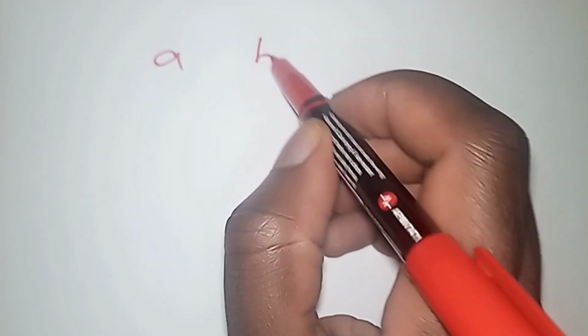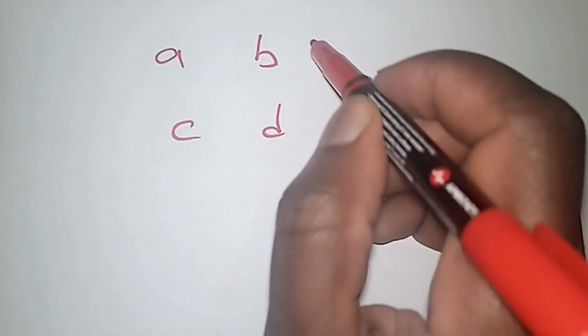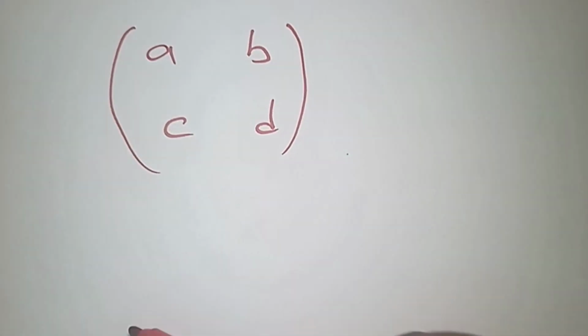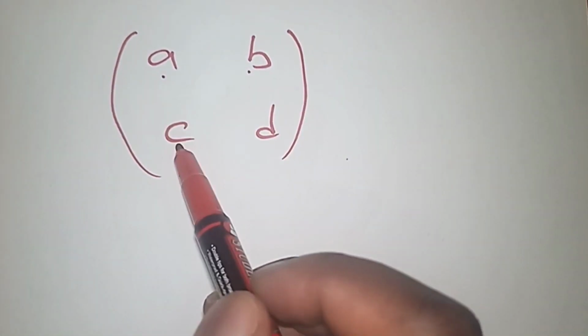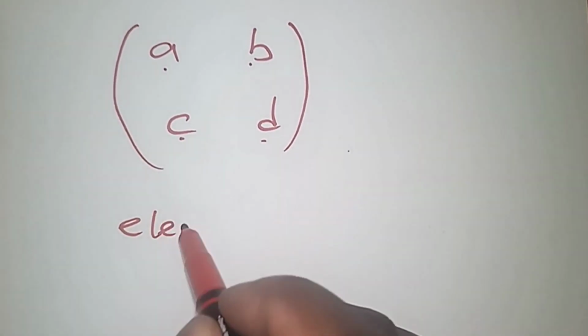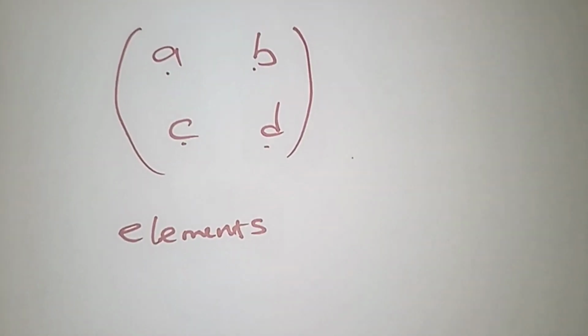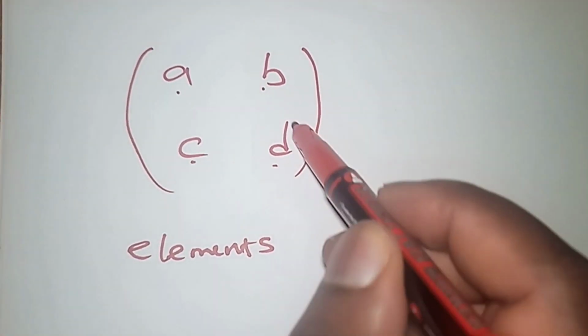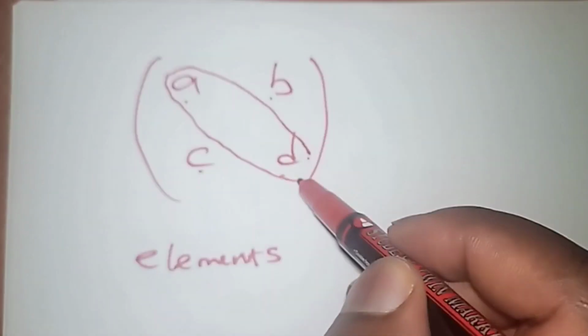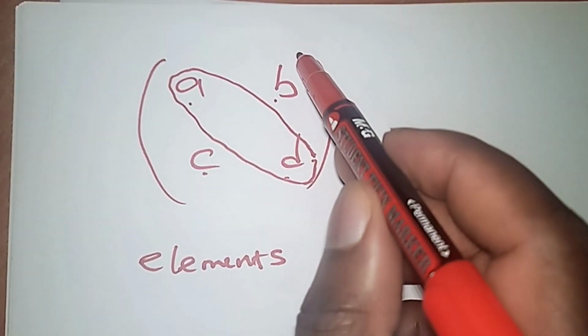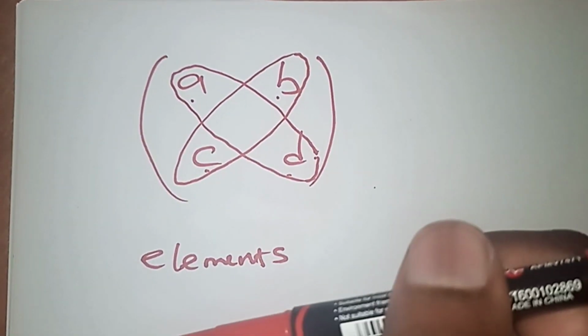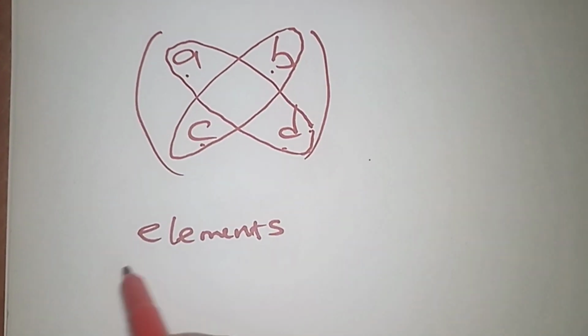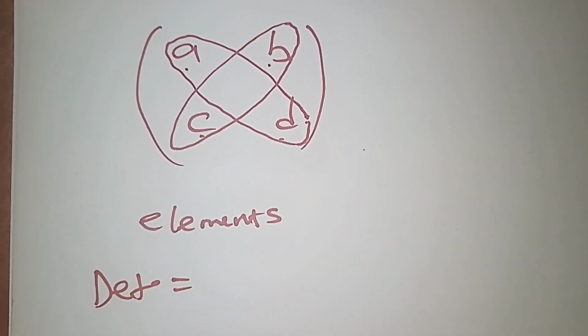So before we look at our question, we look at the basic tips in matrices. So A, B, C and D, we call them the elements of a matrix. So when an array of numbers or letters are arranged in this form, we call this a matrix. A, D represent the elements in the leading diagonal, while C, B represent elements in the other diagonal.